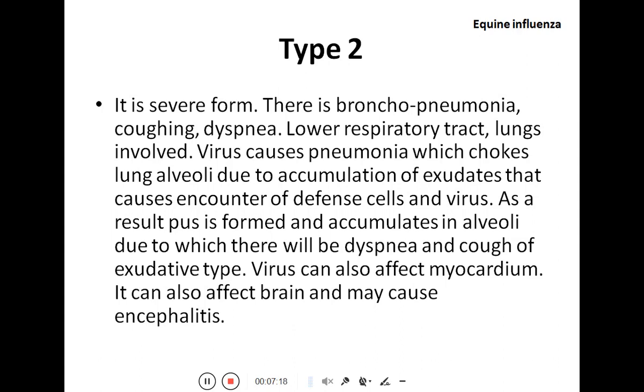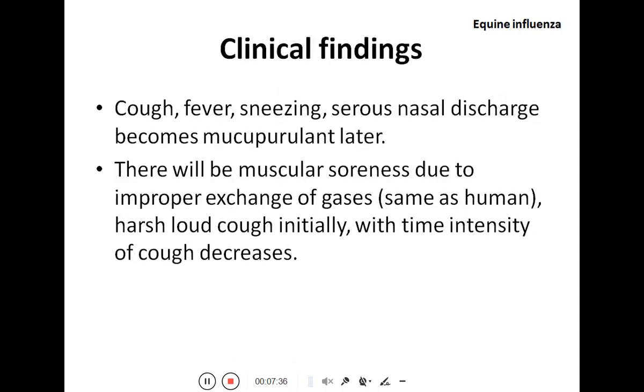As a result, pus is formed and accumulates in the alveoli, due to which there will be dyspnea and cough, and with the cough there will be exudate. The virus can also affect the myocardium. It can also affect the brain and may cause encephalitis.